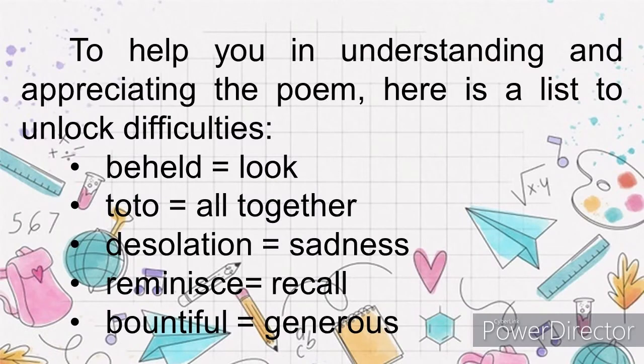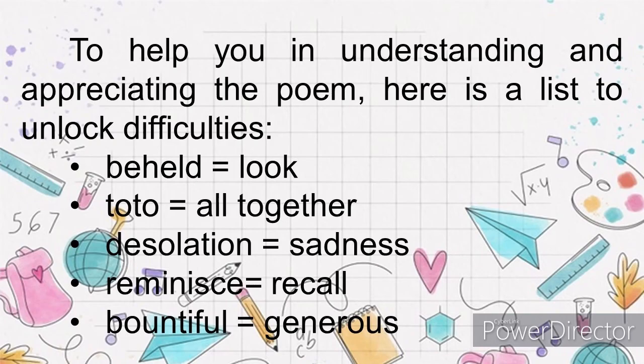Okay, let's proceed. Now, we have here some unfamiliar words that you will encounter in reading the poem. So, to help you in understanding and appreciating the poem, here is a list to unlock difficulties. Just read and understand the list so that when you encounter those words in the poem, you can say, okay, I understand it, because the meanings of the unfamiliar words are given.